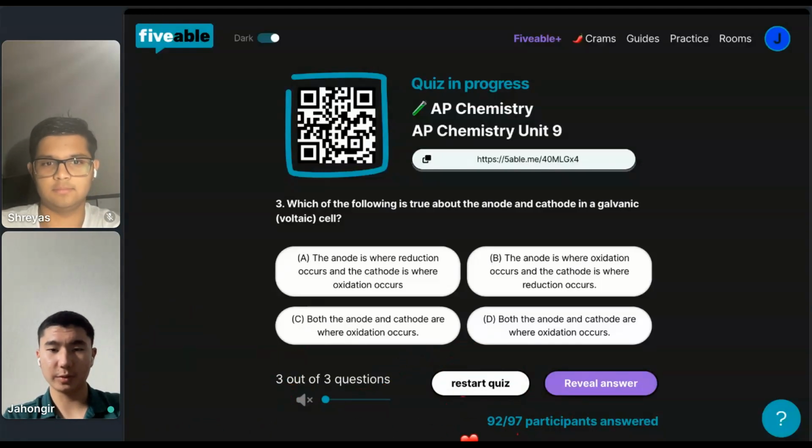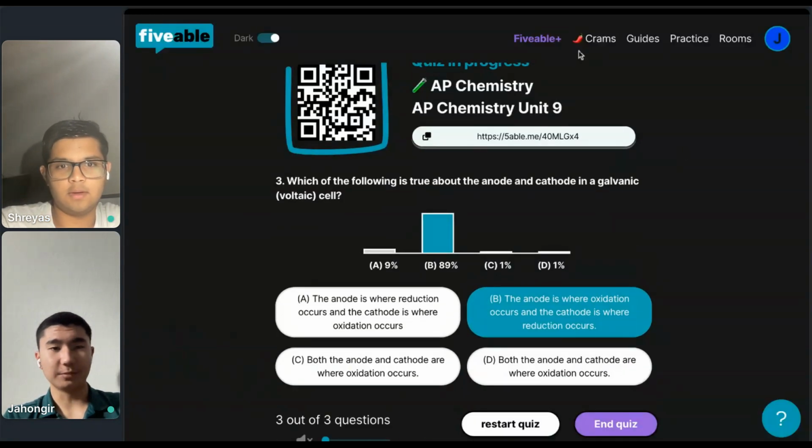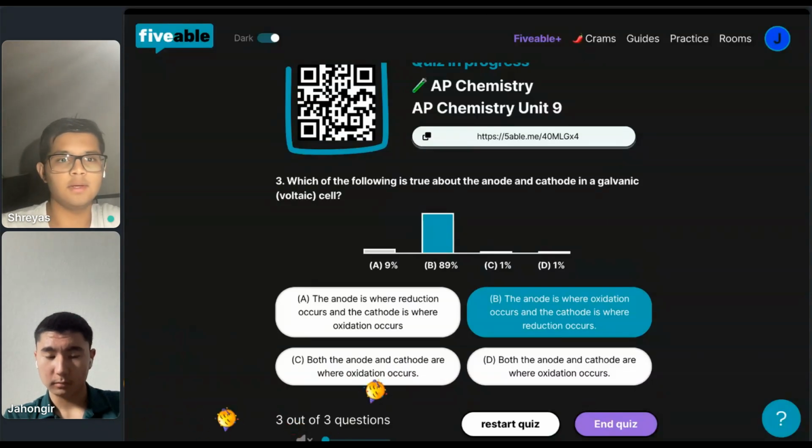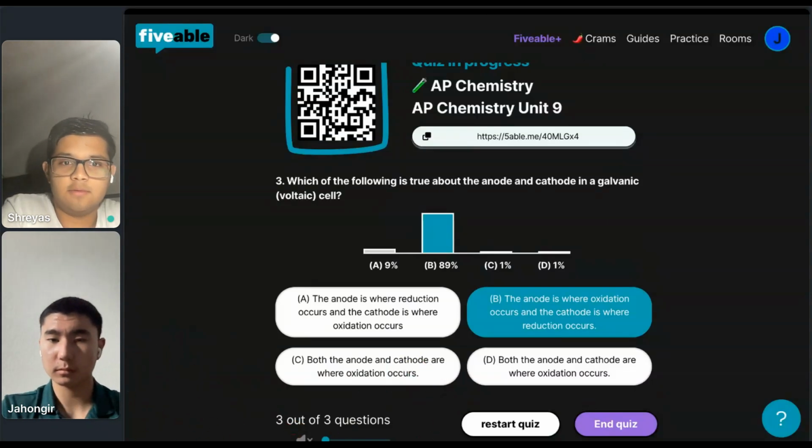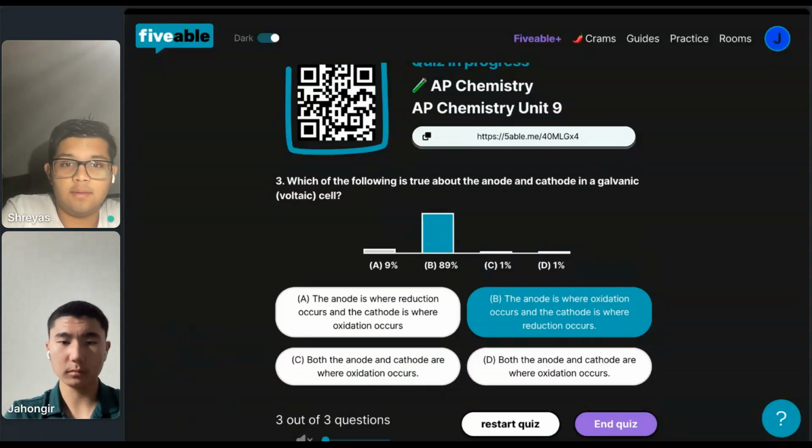Let's go ahead and reveal the answer. And there we go. The answer is B, and 89% of us got that, so that's really good. So the question was asking, which of the following is true about the anode and cathode in a galvanic cell? And B says the anode is where oxidation occurs, and the cathode is where reduction occurs.